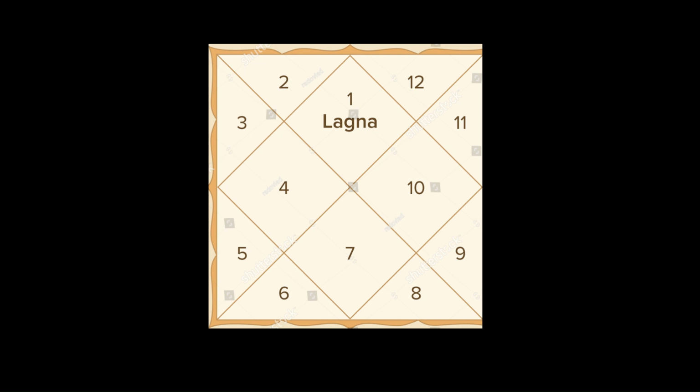From the Lagna, we count the houses in an anticlockwise direction. So the box right next to Lagna becomes your second house, the next one is the third house, and we continue counting all the way around until we return to the 12th house. Each house is unique and holds specific meanings. As we move forward in our lessons, we'll learn in detail what each of these houses represents and how the planets placed in them shape your life.